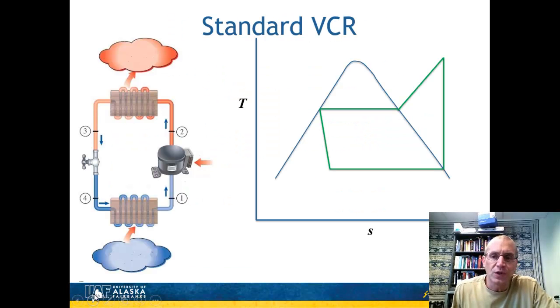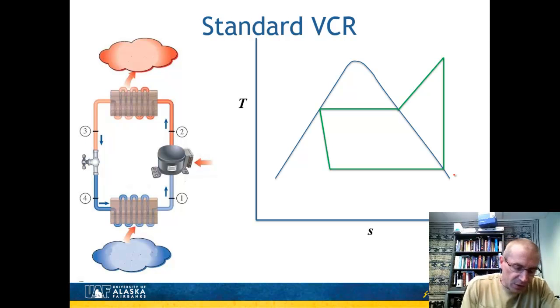So first, let's go ahead and just review standard vapor compression refrigeration. You've seen this in the previous video, and I have it again over here on the left. So let's put our points. We have point 1 over here in the lower right. It's going through a compressor. I have it drawn as an isentropic compressor up to point 2.